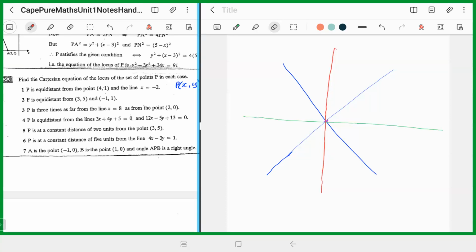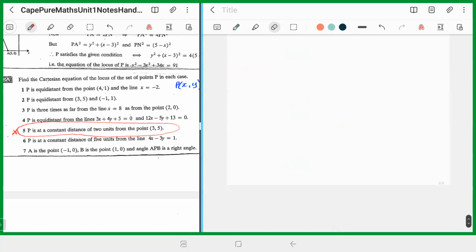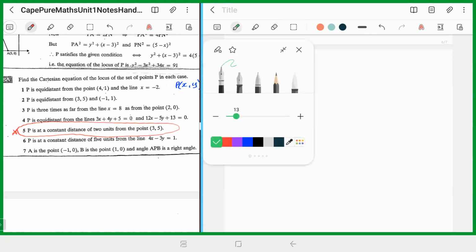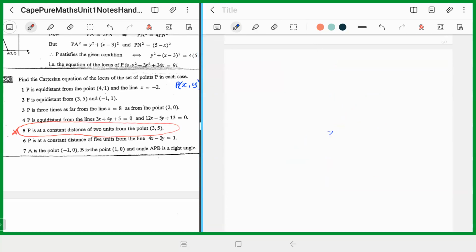All right, but we go to this question now, number 5. So P is a constant distance of 2 units from that point. Well, this one is easy, you know, guys. This is almost like common sense. So if you have a fixed point, 3, 5, I don't have to work out this one. All right? And you have a point that is a fixed distance of 2 units from it.